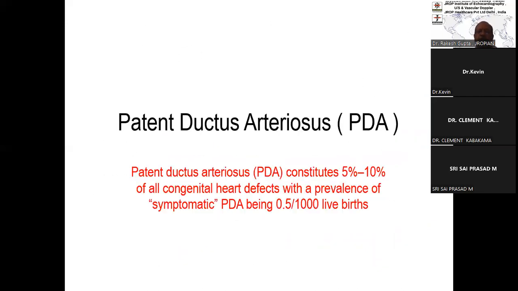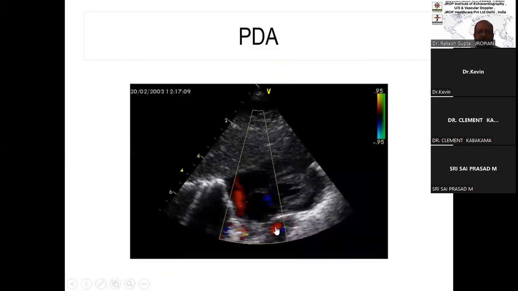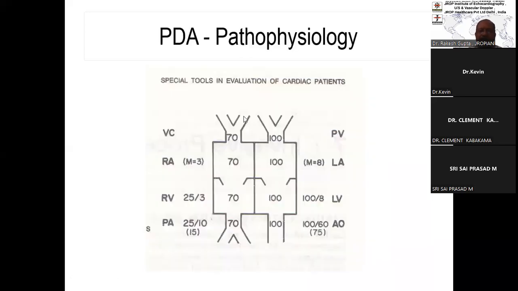Next comes PDA, or patent ductus arteriosus. Now the pathophysiology: the shunt has moved from the tricuspid valve and interventricular septum level to the aorta and pulmonic artery levels. So what will dilate? LV and LA will dilate in this subset of population.